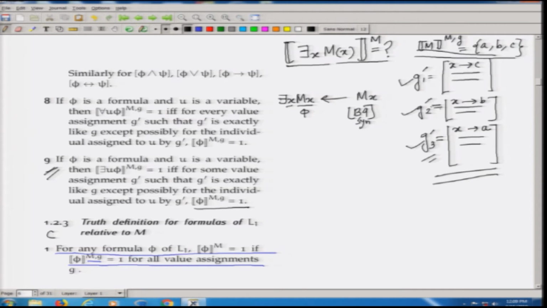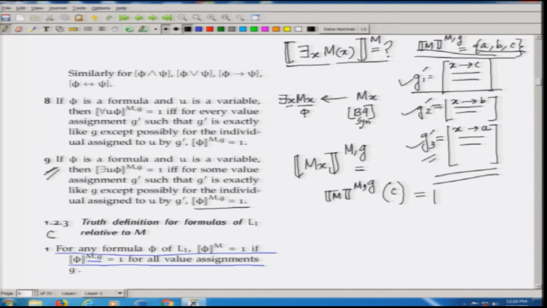Now, we find it even g, because all a, b, c, all three belong to it. We can see that from g prime 1, which is g itself, that mx with respect to m and g is just g, because g only assigns c to x. The denotation of m with respect to m, g is actually c, and we know that this is 1, because the denotation of m is the set that consists of all three. So, therefore, this is 1.